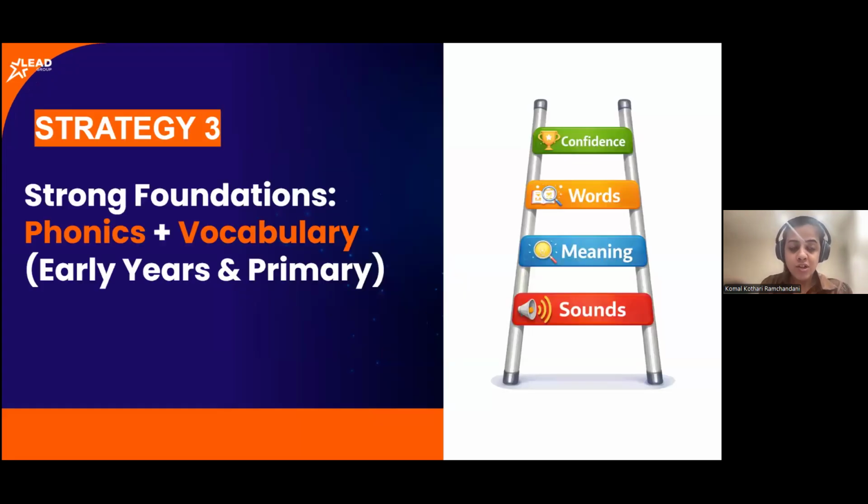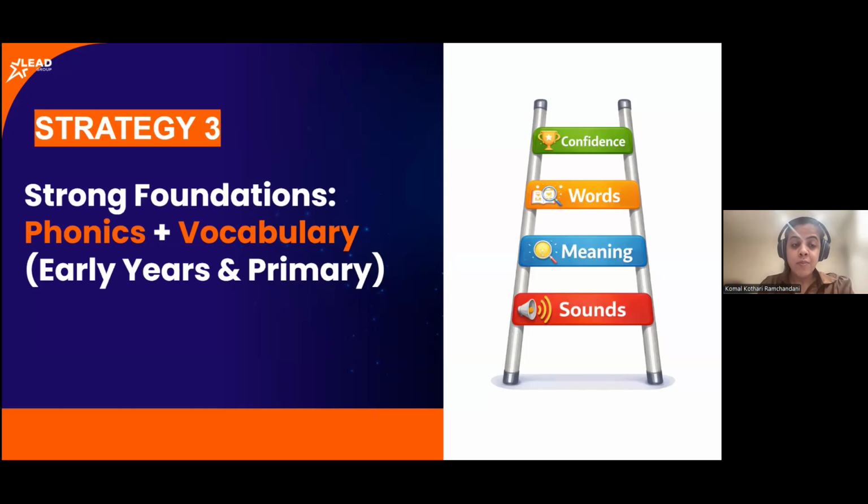So, strong foundations, that is phonics and vocabulary in early years and primary. We all know that FLN is a strong focus of NEP 2020, it's a national priority. This strategy is foundational and it's often underestimated. Many fluency issues that we see in secondary school actually originate in grades 1 to 3. Reading aloud to children is valuable, but it is not enough. Children must also learn how to decode and read independently.